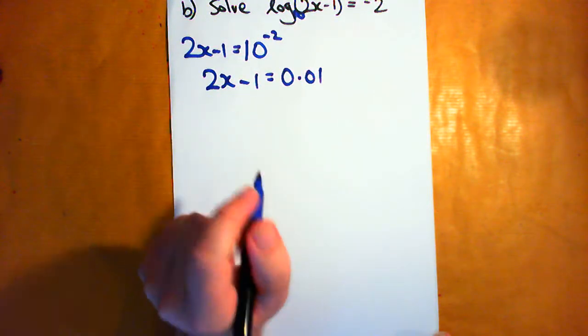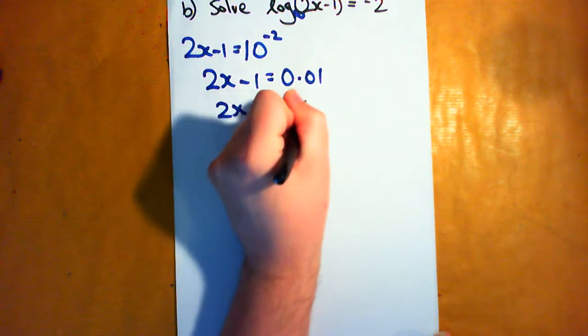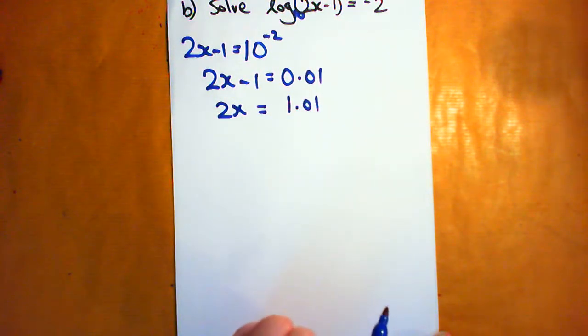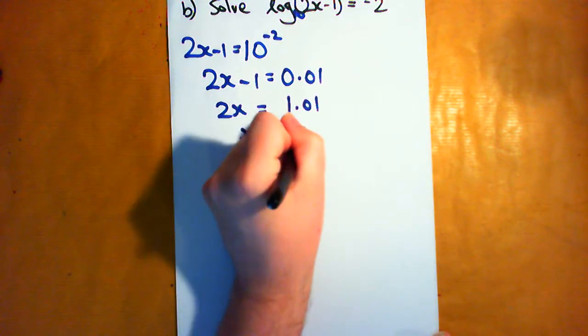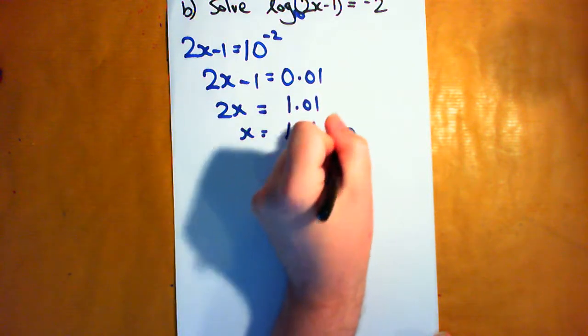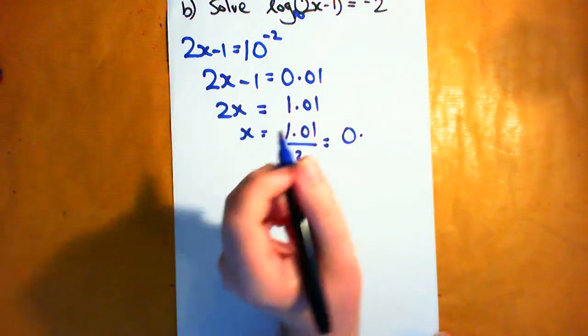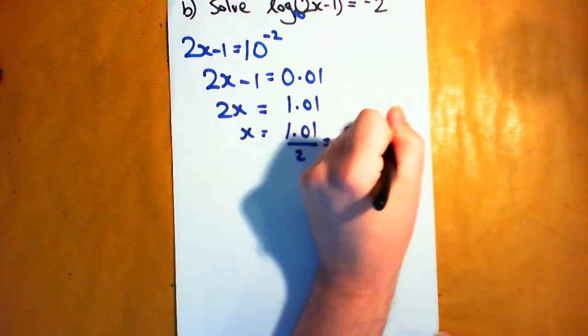And if we move the 1 to the other side, we get 2x equals 1.01. And if we divide that by 2, we get x equals 1.01 divided by 2, which is 0.505.